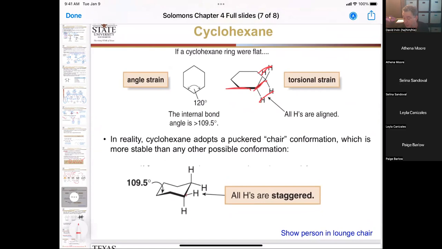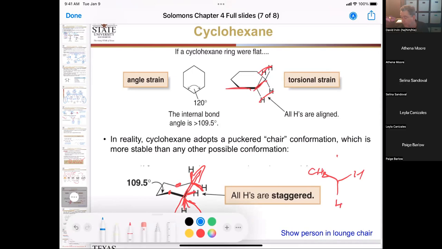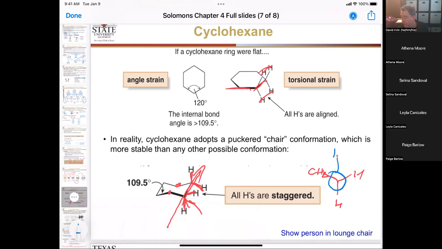Because when it does this, our hydrogens are now staggered from each other, and our carbons attached here are in a gauche position. So if we were to draw a Newman projection down this bond here, we would see that the front carbon has the CH2, a hydrogen here and a hydrogen here. That's this carbon. And then if we were to draw the second carbon behind it, we have a hydrogen up, a hydrogen over here, and a CH2 in that gauche position. Okay, so it's in a staggered conformation, and it's in a gauche conformation.